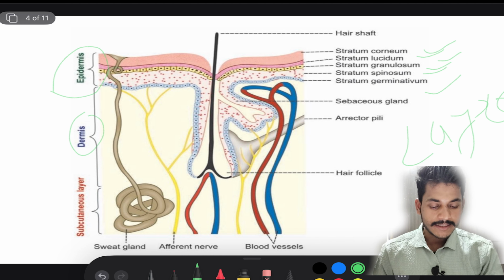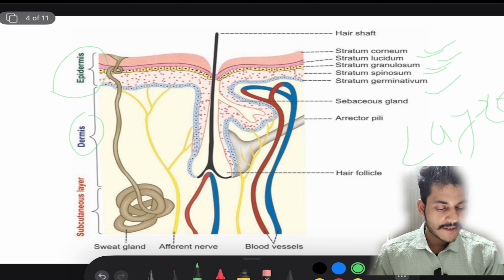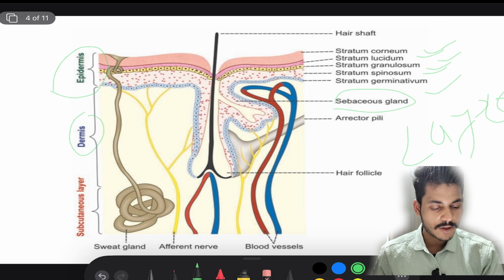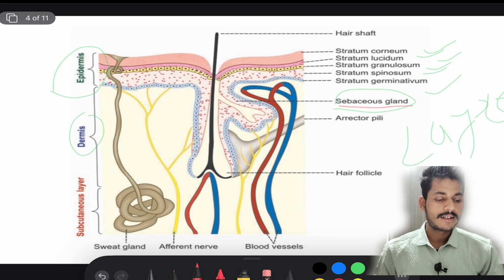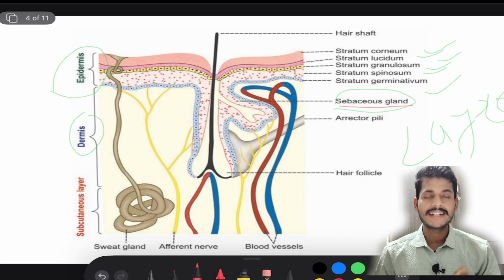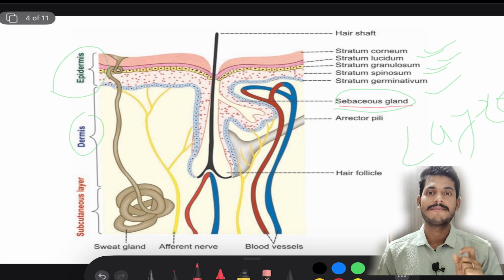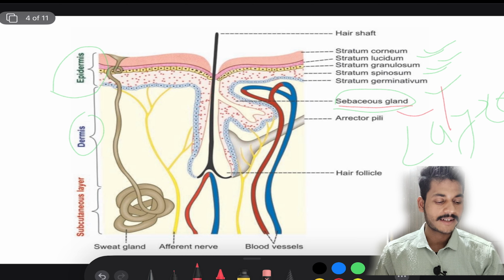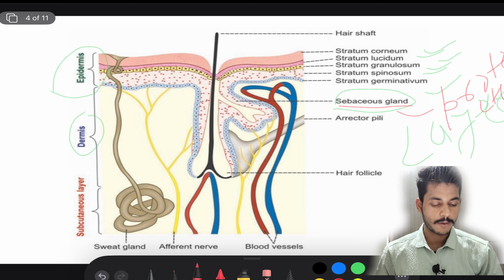Now, in the dermis area, there is the presence of the sebaceous gland. This sebaceous gland is meant for a very special function. It secretes sebum, and this sebum acts as a protection. Got the point? No problem.